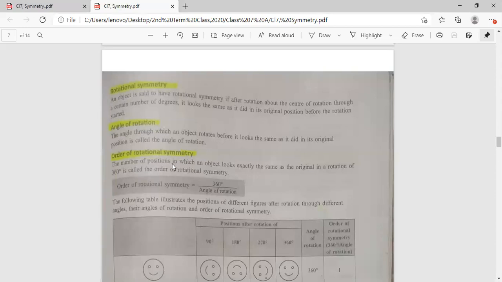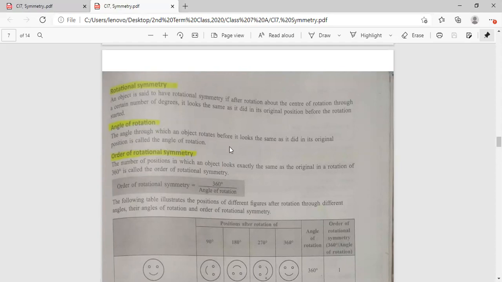And the order is what? The number. Now, when an object is rotating, at certain points, it looks like the original part. So, it will rotate through certain angle, maybe 90 degree, 180, 270, 360. At say 90 degree and 180, it looks the same.